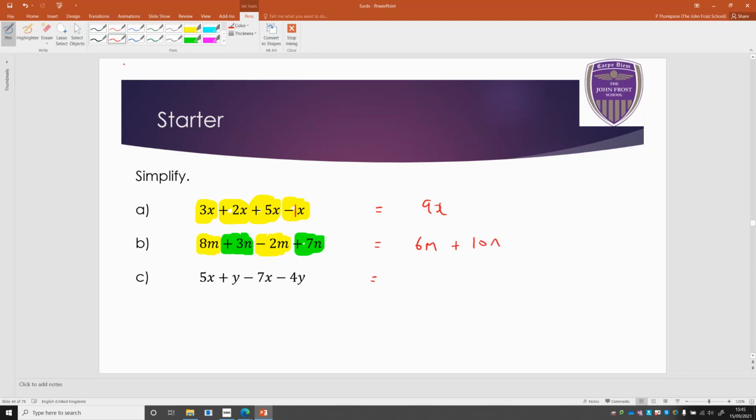And this last one, again, I've got a mixture of x's and y's. Do the x's first. 5 take away 7 is negative 2. Remember, this means 1y here. So I've got 1y take away 4y. 1 take away 4 is minus 3. This doesn't look like anything to do with surds, but it is.